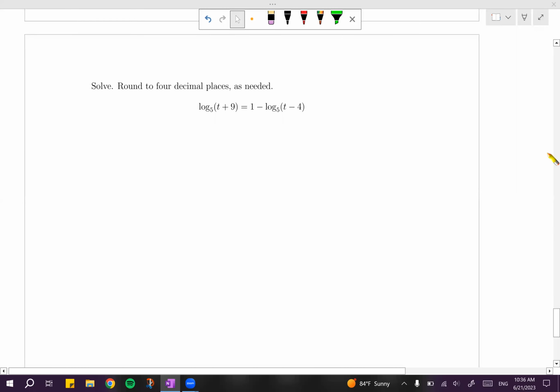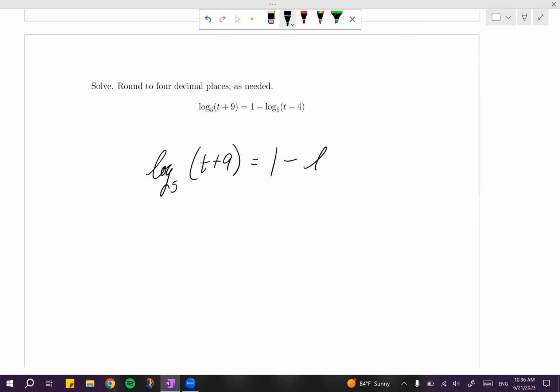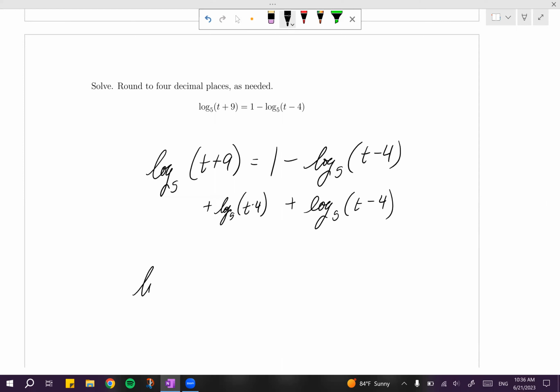Hey, so we have this problem and they want us to solve this expression. All right, so we have log base 5 of t plus 9 equals 1 minus log base 5 of t minus 4. All right, so I'm going to add this logarithm to the other side. And I'm going to get log base 5 of t plus 9 plus log base 5 of t minus 4 is equal to 1.